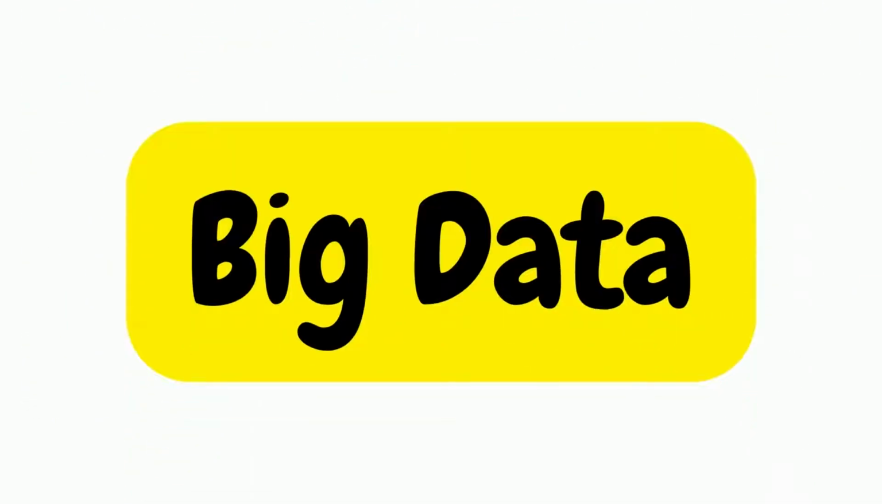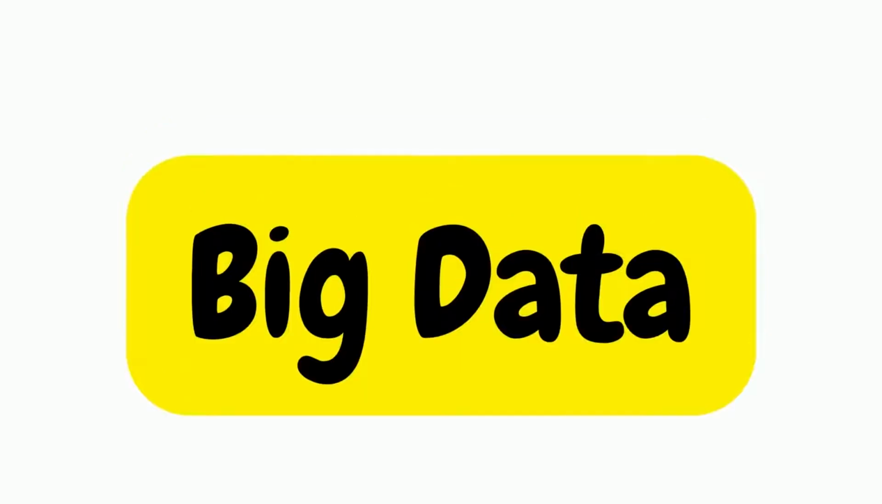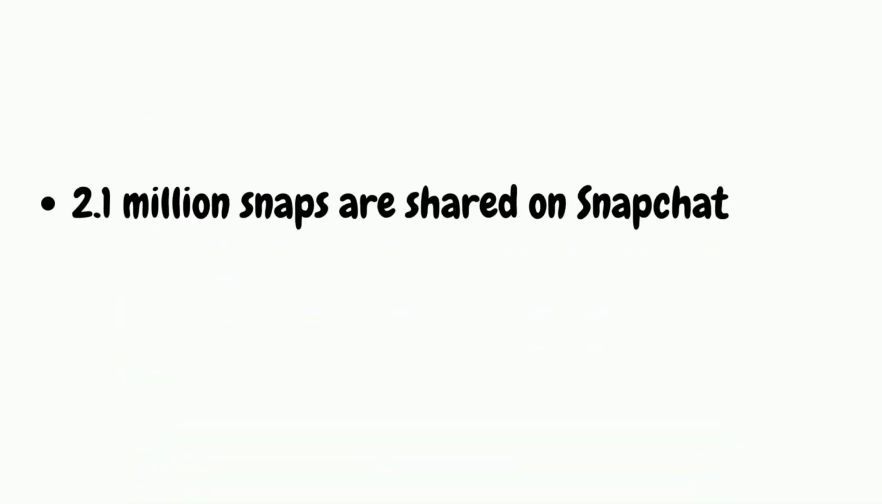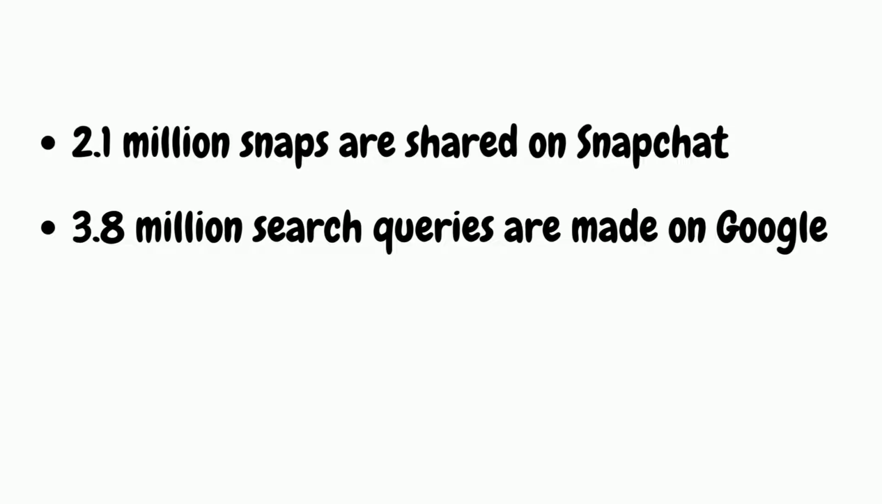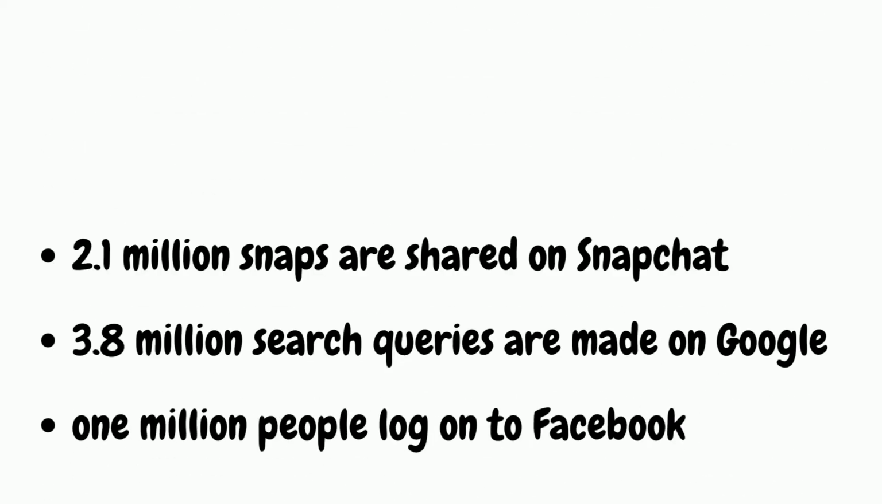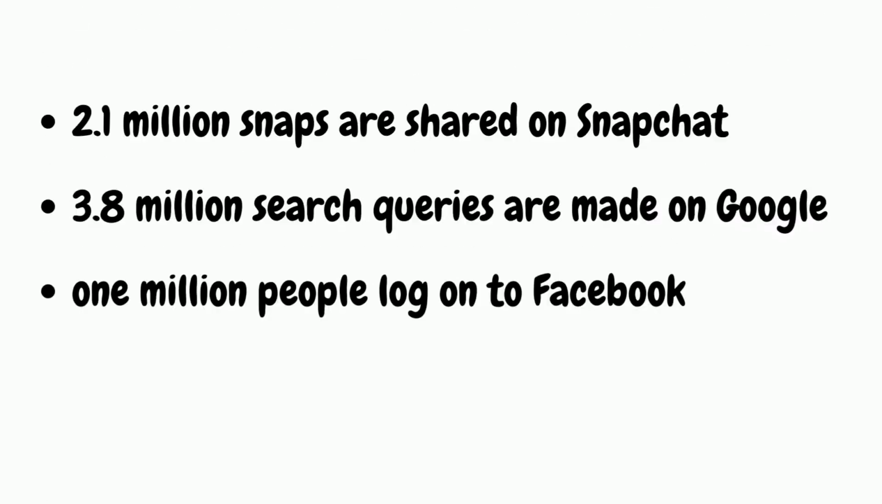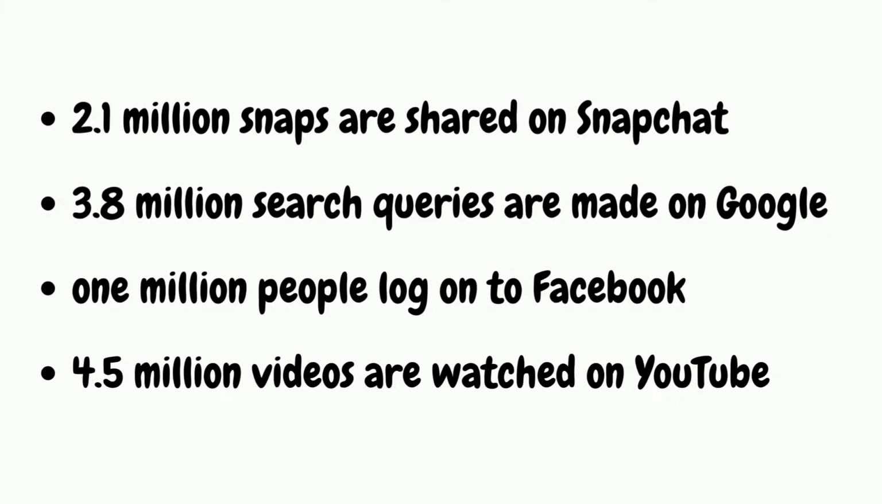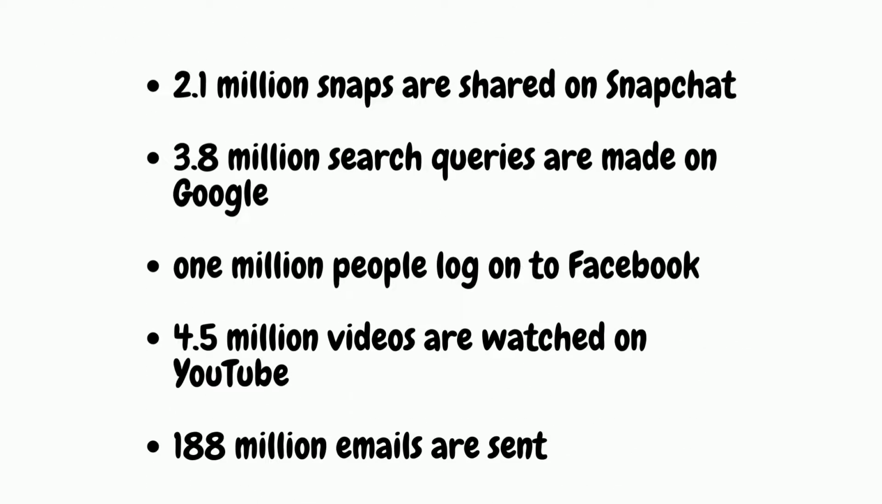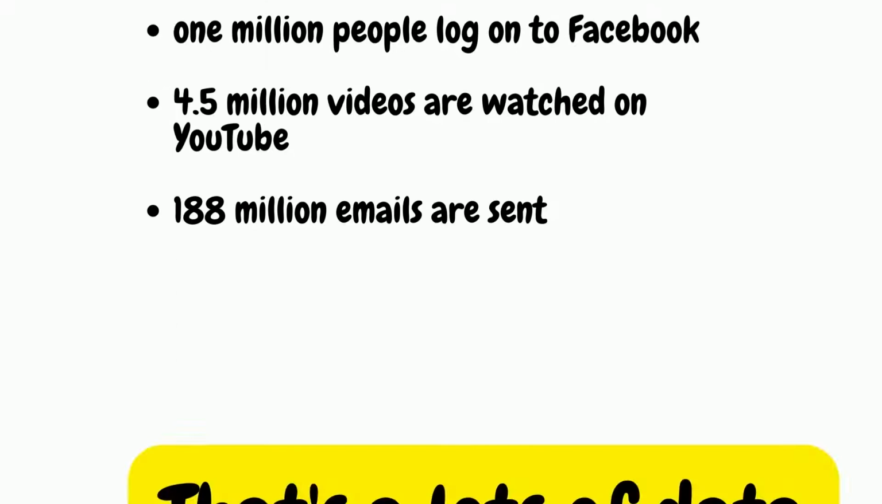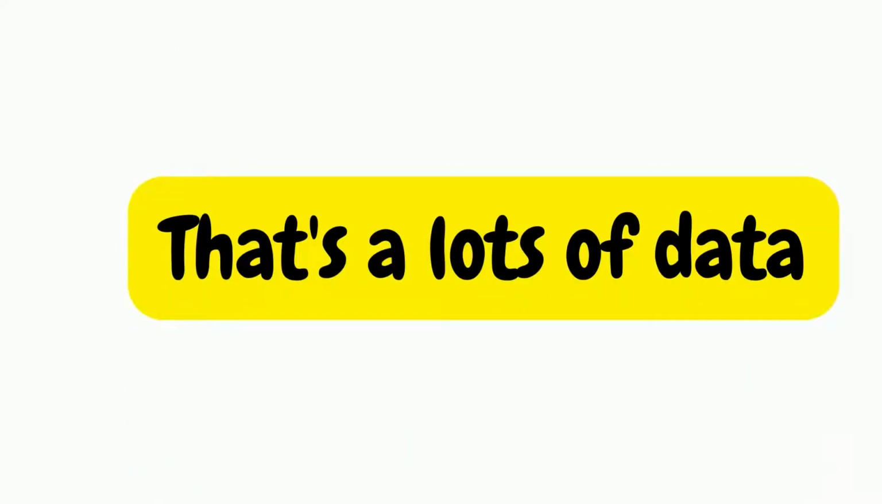Let's have a look at the data generated per minute on the internet. Around 2.1 million snaps are shared on Snapchat, 3.8 million search queries are made on Google, 1 million people log on to Facebook, 4.5 million videos are watched on YouTube, 188 million emails are sent. That's a lot of data.